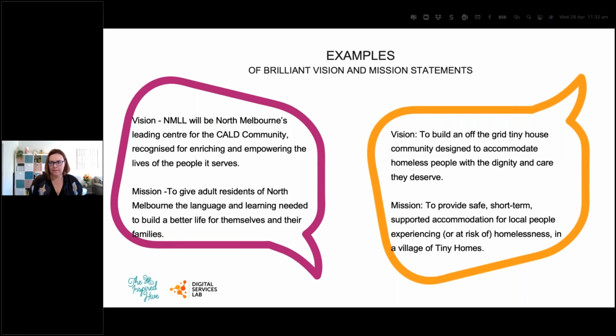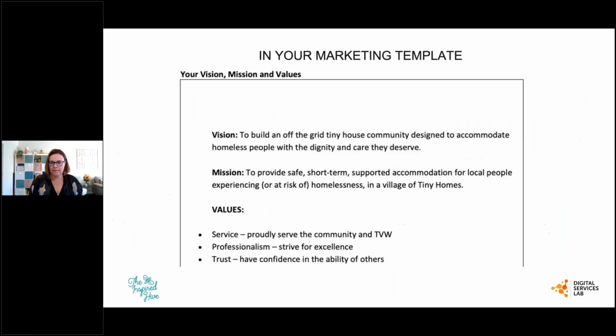So in our marketing action template that we've got, we'd like you to start filling this out today. If you haven't already, please have a go at writing your own vision and mission, and perhaps thinking about some of the values that your organisation holds. Values, just in the way a vision and mission statement work, can also help people understand if they want to align themselves to your cause.